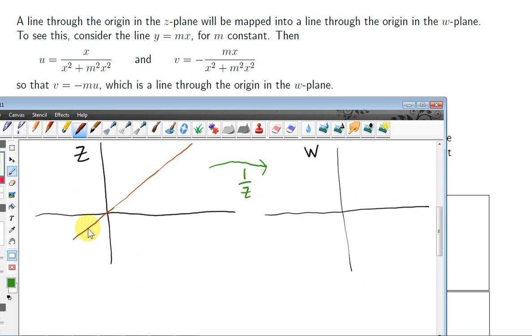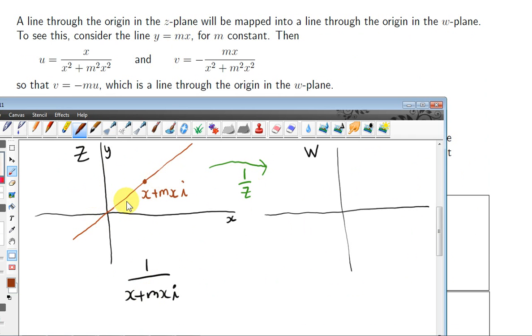Let's consider the image of a line through the origin in the z-plane under the mapping 1 over z. Since any line through the origin has the form y equals mx, where m is the slope of the line, then a general point on the line will have coordinates x, mx. So for that point we have the complex number x plus mxi. So we want to get the image of this general point on the line, so under this mapping we want to put 1 over z.